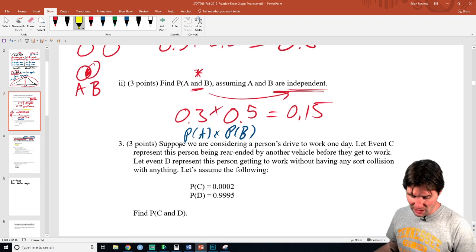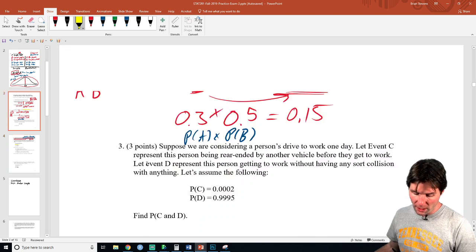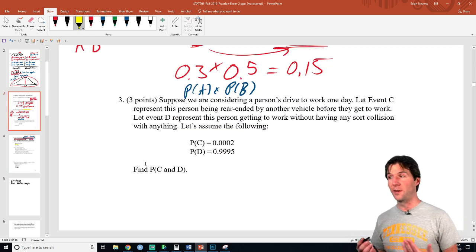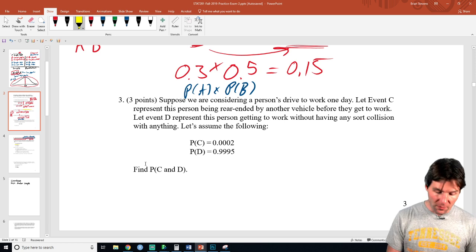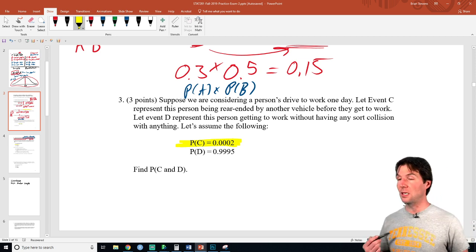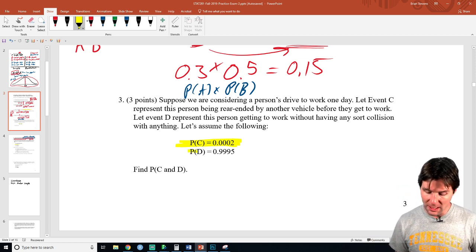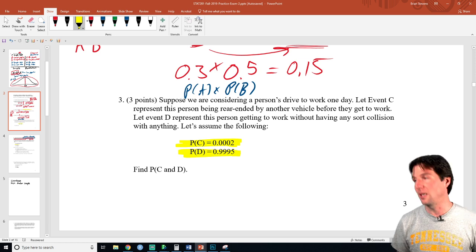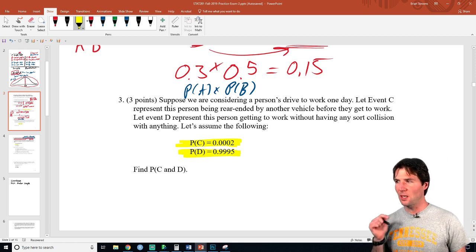A lot of people ask about this last question right here. We have events C and D. So these are new events, and we're going to give them names. Event C is that you get to work and you get rear-ended along the way. So you got rear-ended on your way to work. Event D is that you made it to work without getting into an accident. Now I want you to think about this.